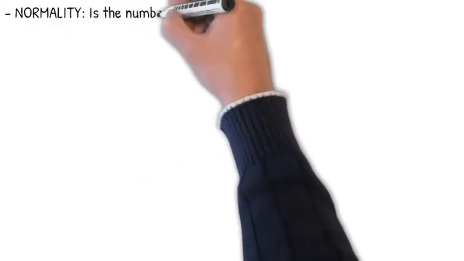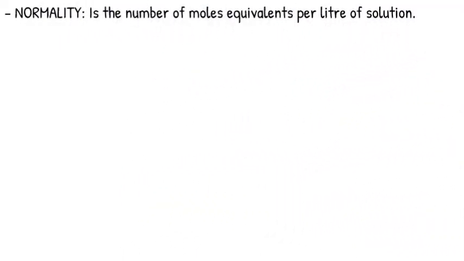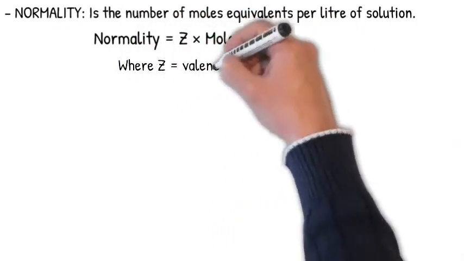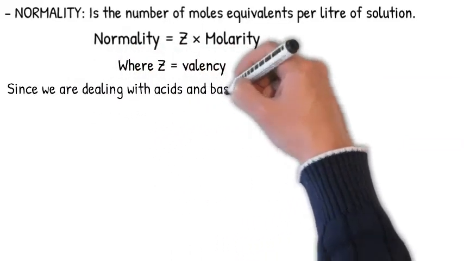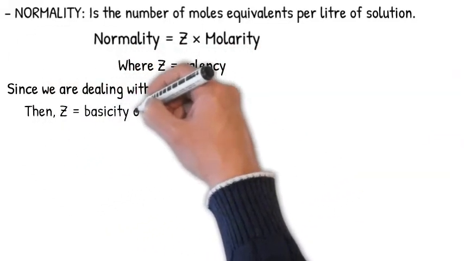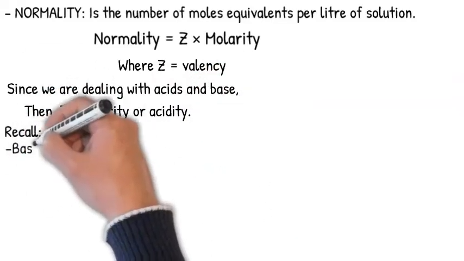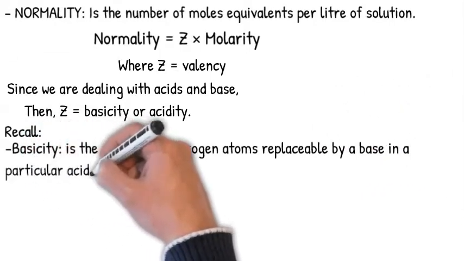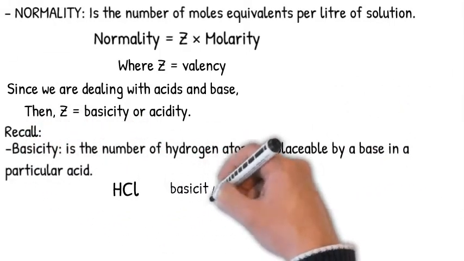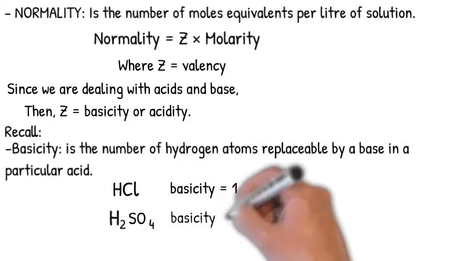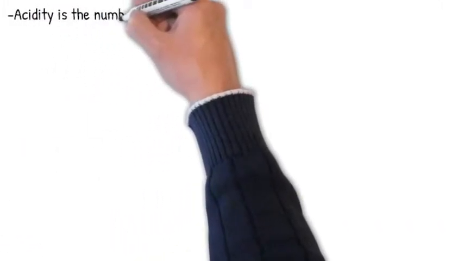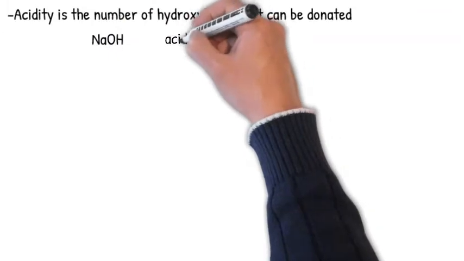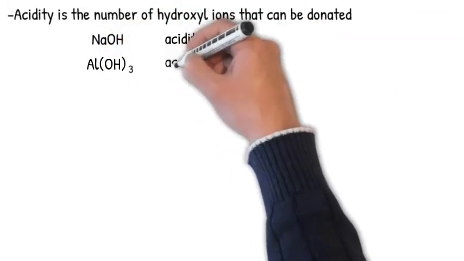Normality is the number of mole equivalents per liter of solution. Normality equals Z times molarity, where Z equals valency. Since we are dealing with acids and bases, Z equals basicity or acidity. Recall, basicity is the number of hydrogen atoms replaceable by a base in a particular acid. For example, hydrochloric acid basicity equals 1, sulfuric acid basicity equals 2. Acidity is the number of hydroxyl ions that can be donated. For example, sodium hydroxide acidity equals 1, aluminium hydroxide acidity equals 3.